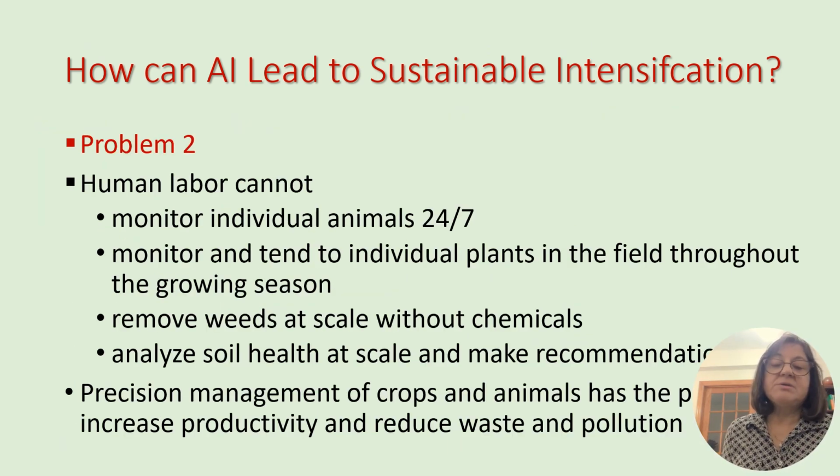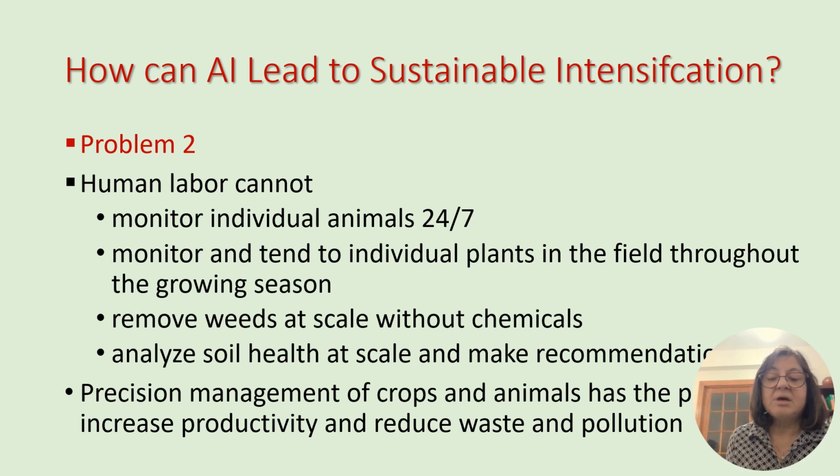A second problem is that human labor alone cannot monitor animals and plants at fine spatial resolution 24/7. And therefore, it cannot respond to the needs of plants as fast as would be beneficial in order to increase yields and prevent input waste. It is also not possible to remove weeds at scale without chemicals for most of the row crops that are grown on millions of acres.